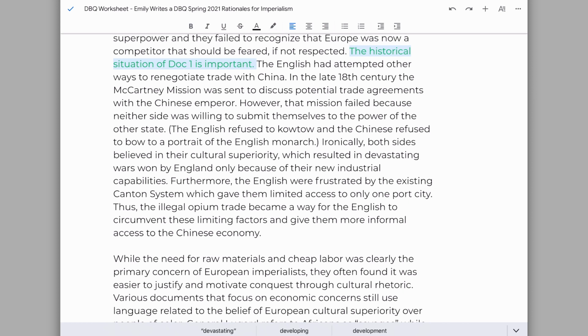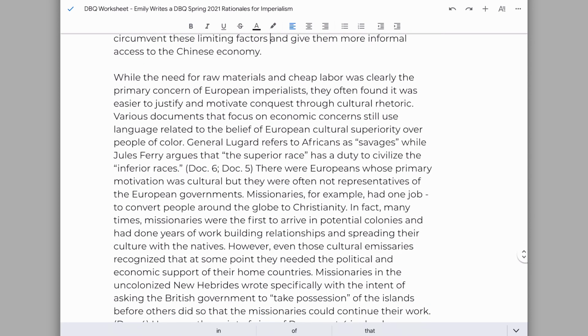Okay, ironically, both sides believed in their cultural superiority, devastating wars, the English were frustrated. I do like her use of transition words. Again, this isn't about style here, but she's integrating in a lot of really great maneuvers to show comparison and continuity and change and some of those historical thinking skills that we like to think about, and causation, right? By existing Canton system, thus, ooh, very fancy. Thus, the illegal opium trade became a way for the English to circumvent these limiting factors and give them more informal access to the Chinese economy. This is, forget what I was saying about her writing, this is very well written, very well done.